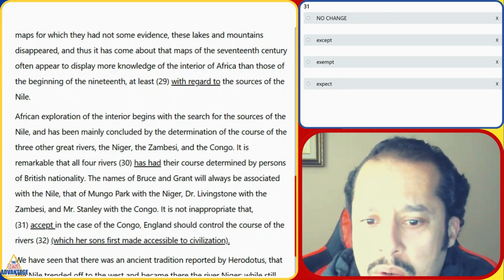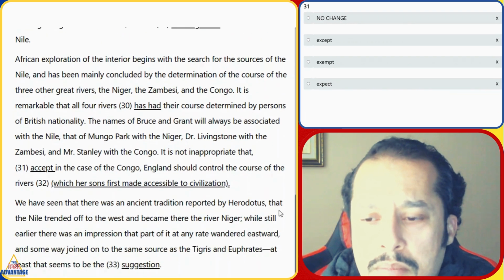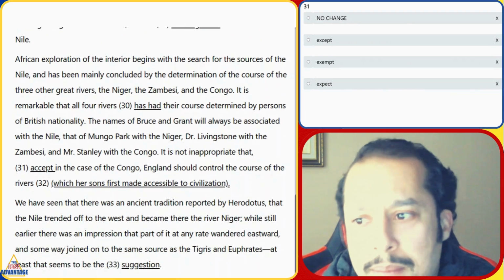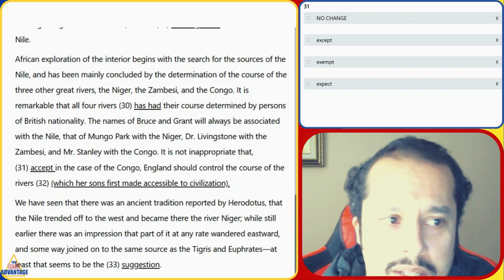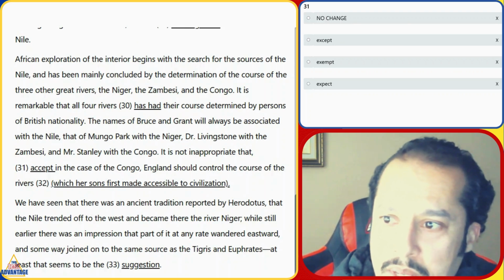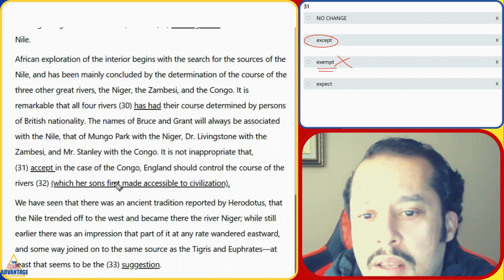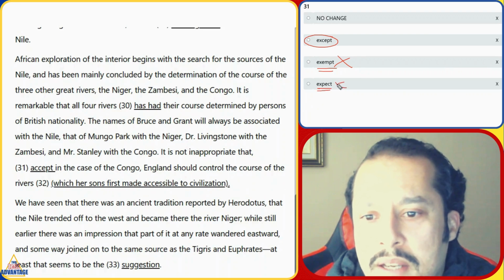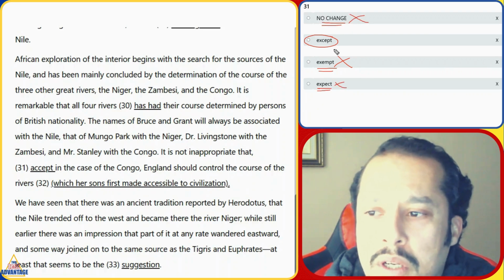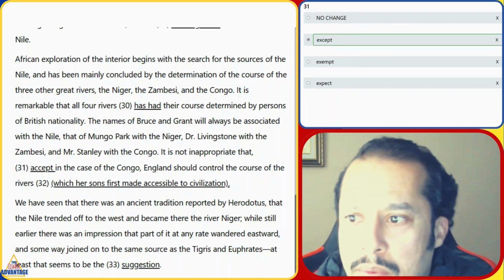Number 31. It's not appropriate that except. So here we're going to go with answer B. Except. Or exempt. It doesn't fit here. It means excused or excusable. Expect, expectation. Accept, meaning accepted. We're going to say answer B here. Number 32.